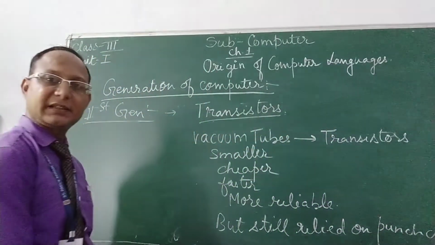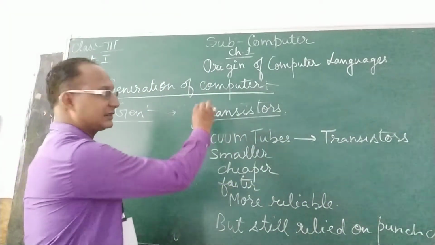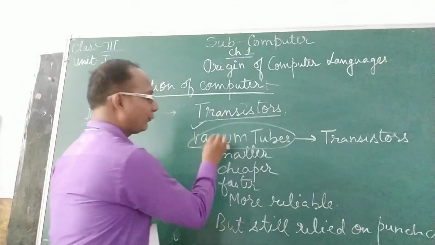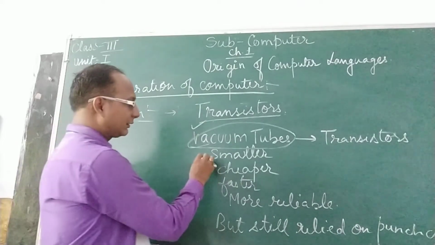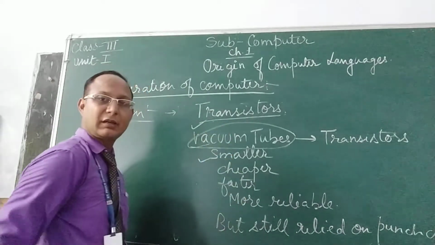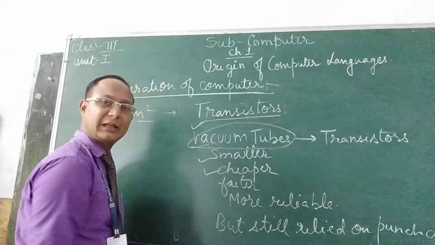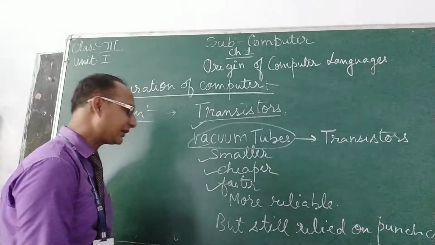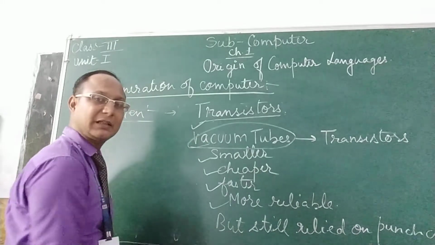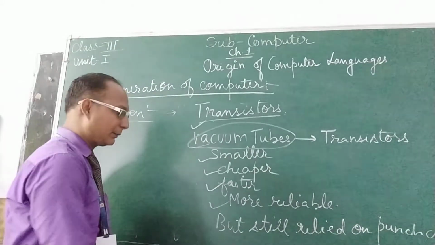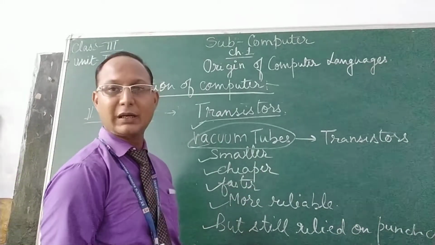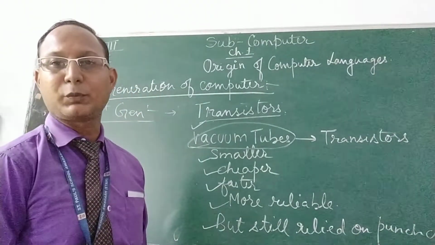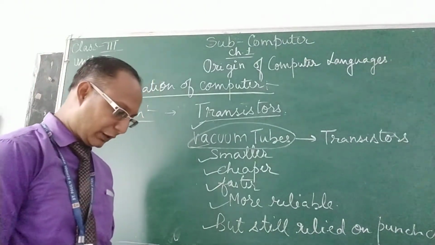So in second generation computers, transistors are used in place of vacuum tubes, but the size of the computer is now smaller. They are cheaper than the first generation. They are faster than the first generation computers. They are more reliable, but still they relied on punch cards for inputs and printouts for outputs.